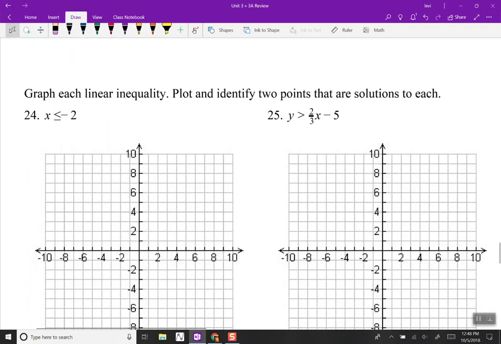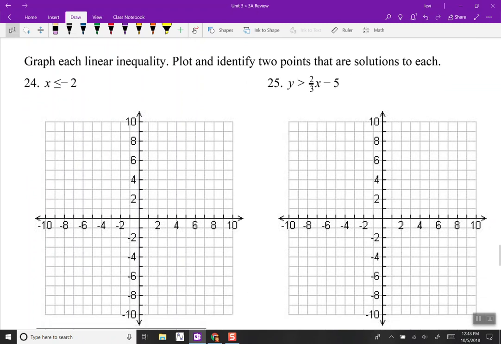24, graph the linear inequality. So x, and notice there's no y, so that's going to be a vertical line. We've got the equal sign, so we're saying solid, and we're eating the number, so it's going to be less than, so we're going to shade on bottom, right? So negative 2, that would be a solid line, and we're shading the bottom, less than that, so that's this side.